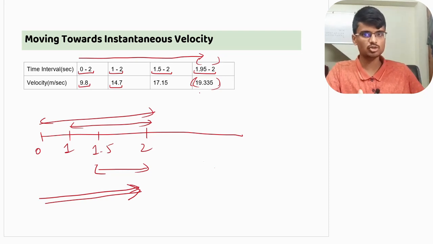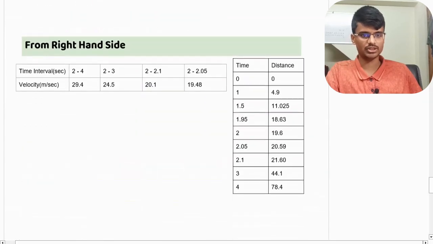Well, the idea is to find out the instantaneous velocity at time t equal to 2 seconds. Okay, this was the thing. So this is from left to right. The same thing we'll be doing from right to left now. Okay, right to left. Let me just show you that.